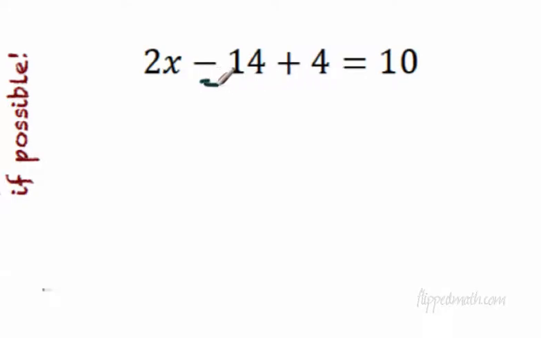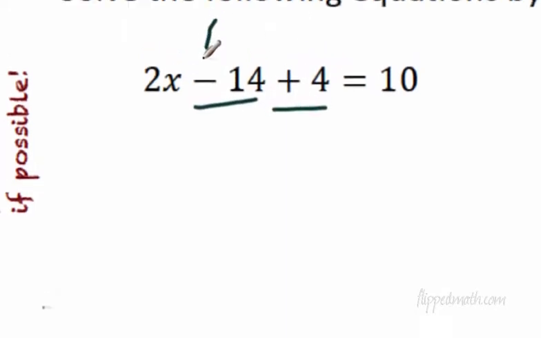Like these guys can go together. That's a negative 14 and a plus 4, positive 4. You can add those two together first. So before we start doing anything to both sides, this is like before you start solving. Actually, it's kind of solving in itself, but we're just simplifying here. We have a negative 14 plus 4.